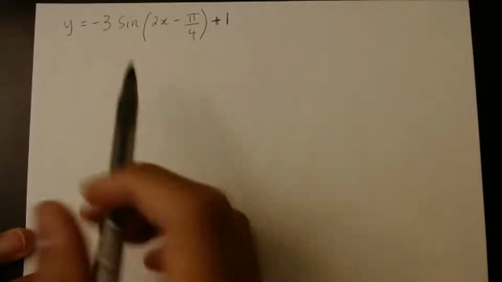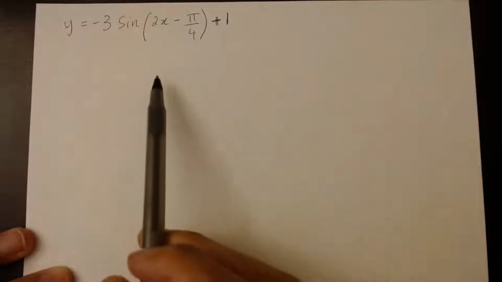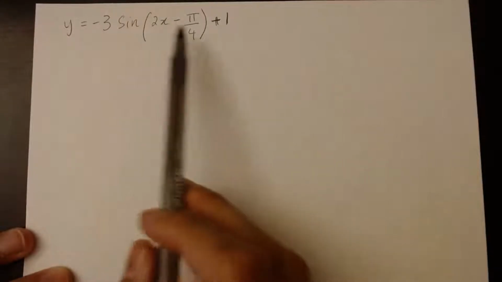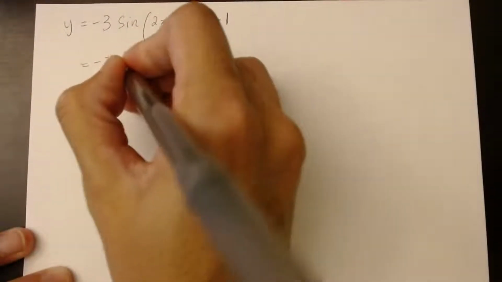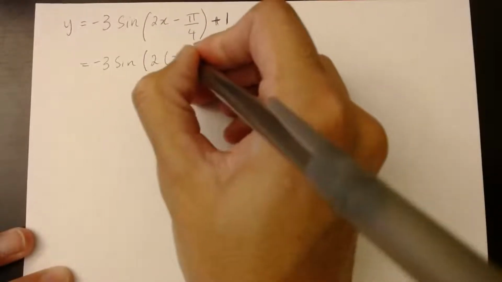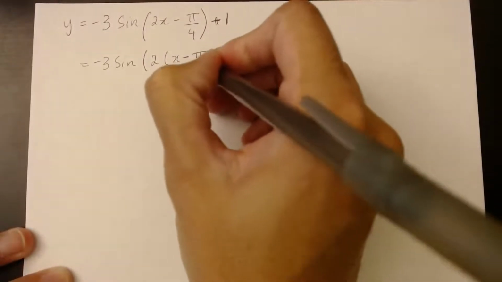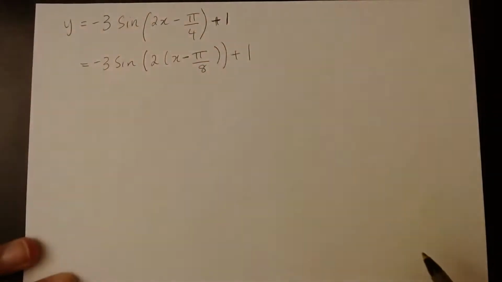All right, so we want to sketch this sine function in this question. Now, the first thing you got to notice is if you have a k value and a d value, you got to make sure your k value is factored out. I'm going to start by factoring out this 2, x minus pi over 8 plus 1.